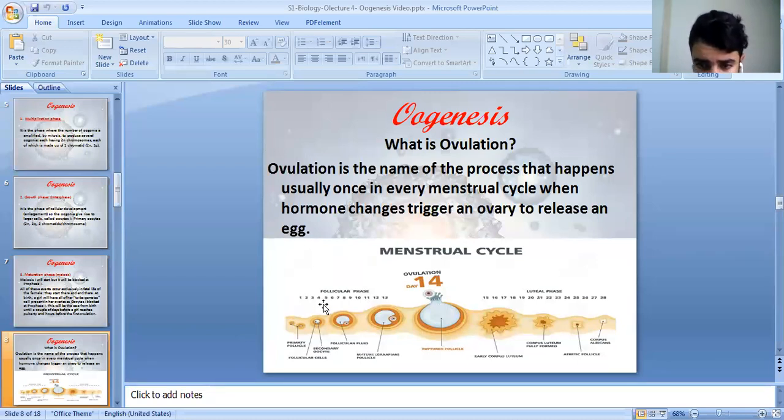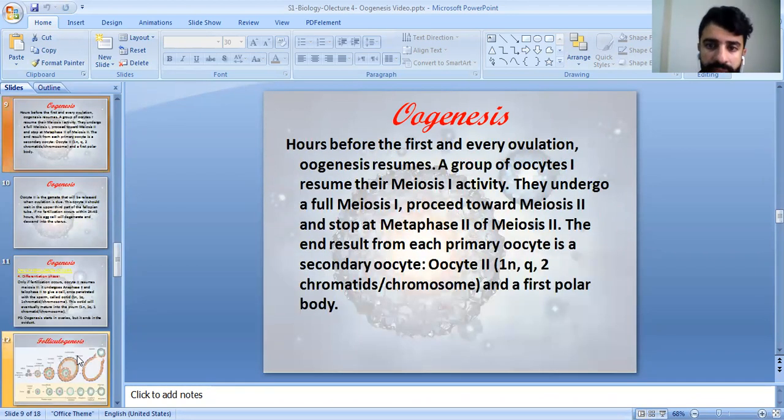As you see here, we have the follicular phase and the luteal phase. In the follicular phase, we have the primary follicle, the follicular cells surrounding the secondary oocytes, and the Graafian follicle, where we have the ruptured follicle at day 14, where we have ovulation. We have the corpus luteum, the yellow body, which we're going to talk about, and the corpus albicans, which is the white body. So you have to know that ovulation is the name of the process that occurs at day 14 of the menstrual cycle of the female, where hormonal changes trigger an ovary to release an egg.